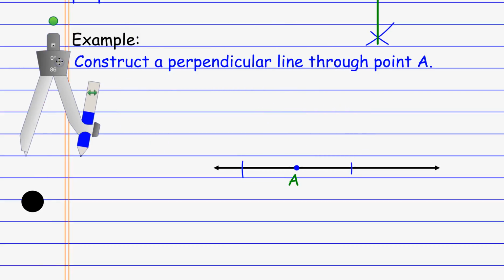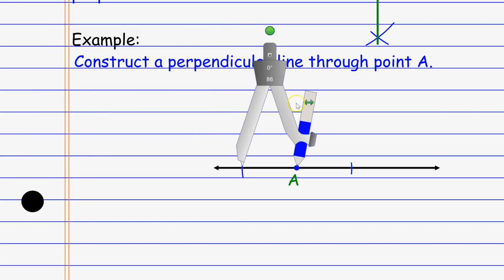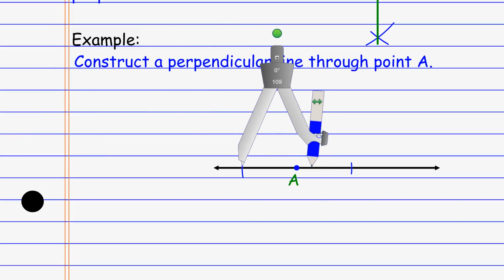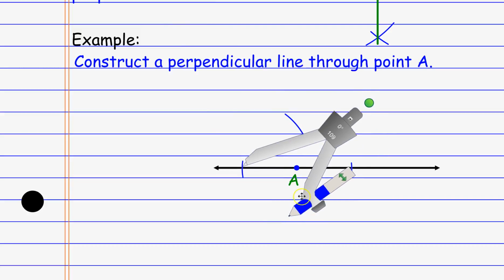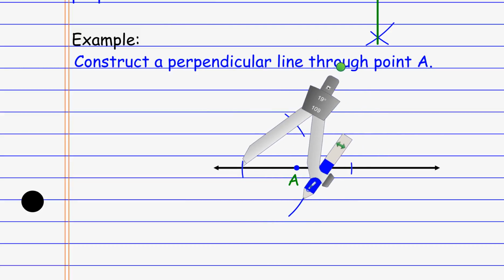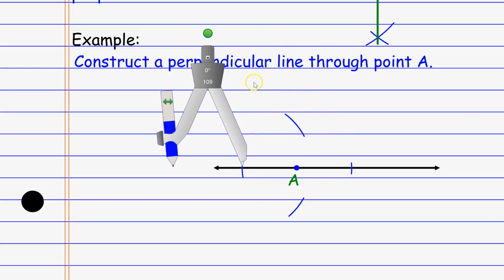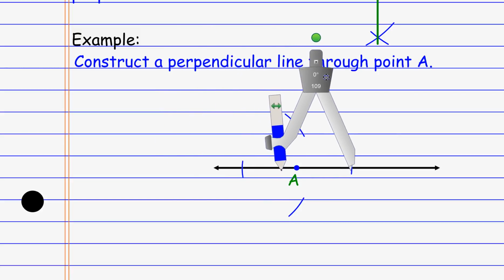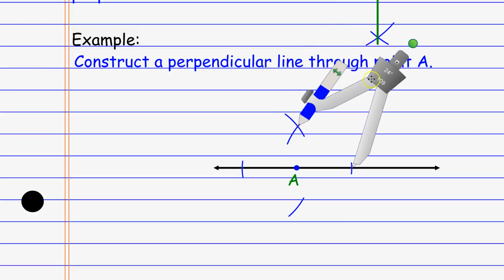Now I go through the same process where I create the perpendicular bisector. If I measure from here, again I've got to be at least halfway, so I'll just go a little bit further. I can strike one continuous arc. I'm going to strike an arc up top and an arc down below. I like to do it in two pieces. And now I do the same thing from my other point, an arc up top and an arc underneath.